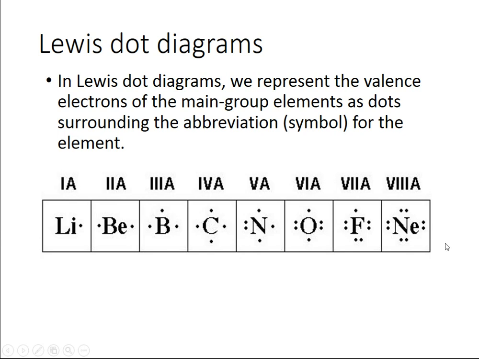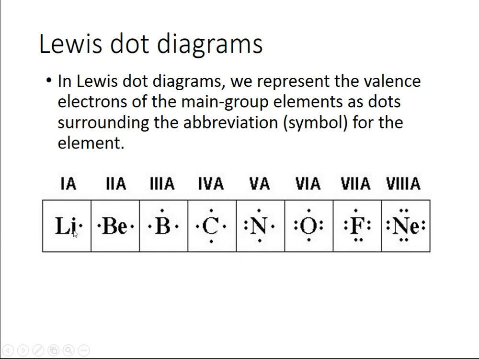So that kind of periodic table helps us in writing what we call Lewis dot diagrams. So what are these Lewis dot diagrams? In Lewis dot diagrams, we represent the valence electrons of the main group elements as dots surrounding the abbreviation for the element. So this is the dot, and this is the abbreviation of the element. 2 dots, abbreviation of the element, all the way up to here.